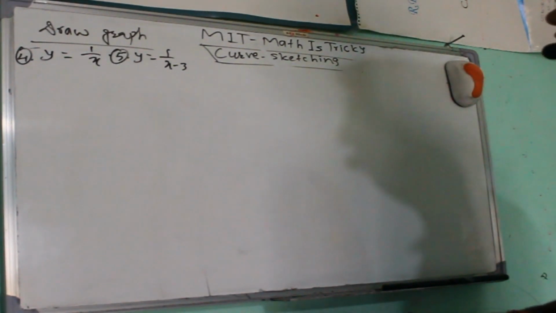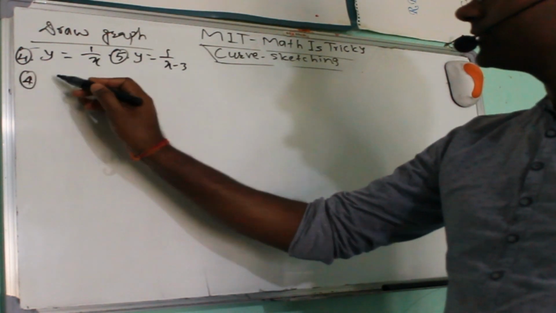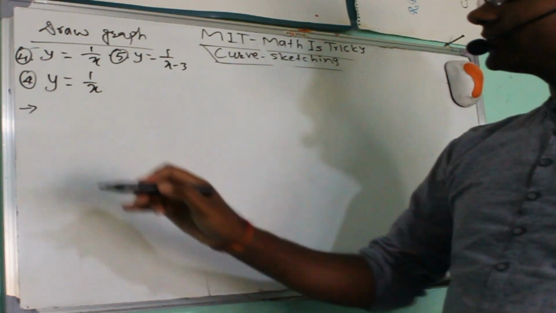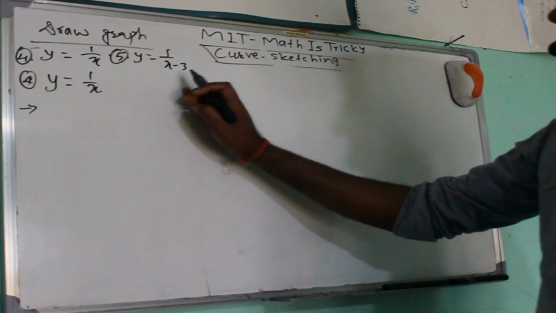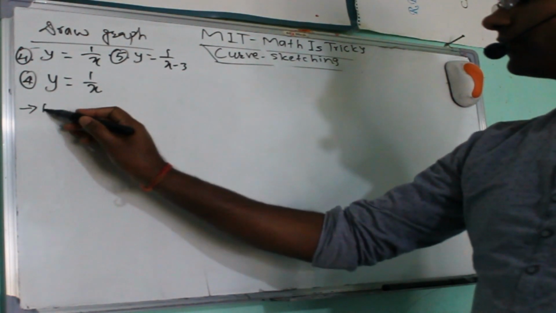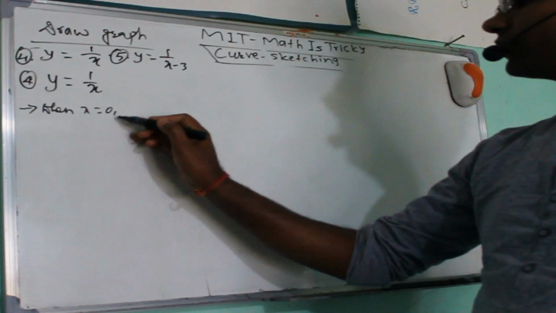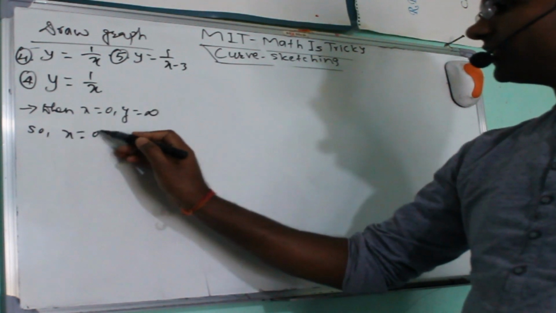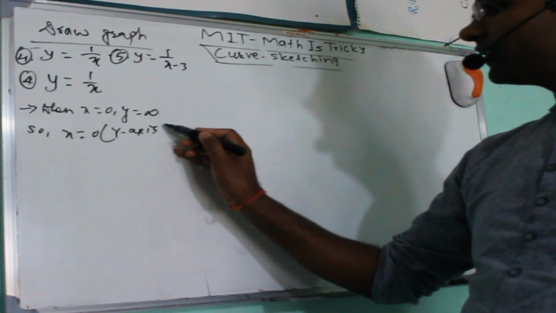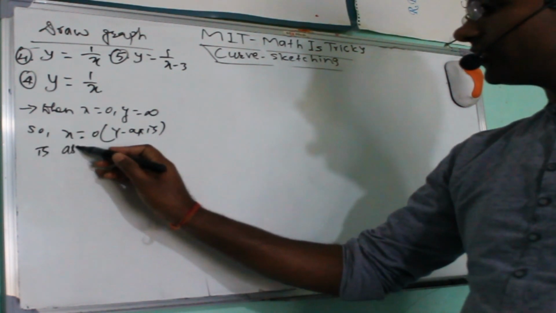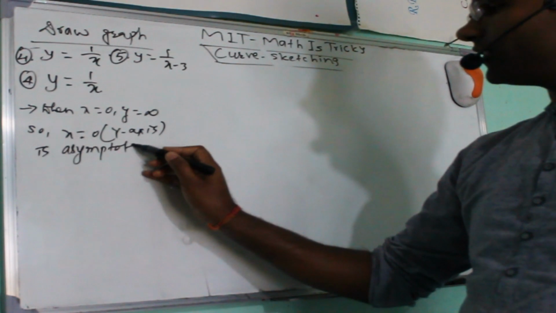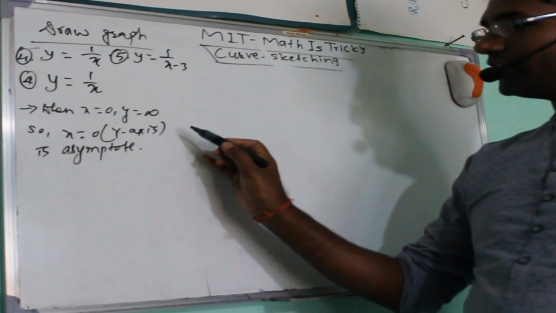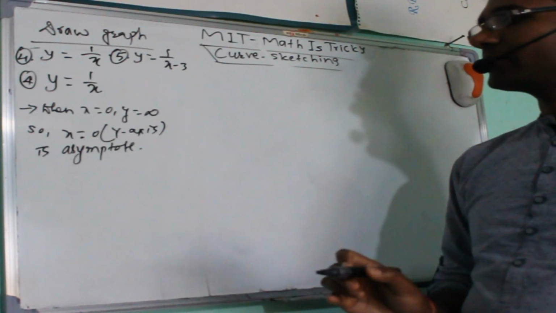Okay, so let's see question number 4. The first one here is y equals 1 by x. To draw this graph, what will happen? First, when x equals 0, y will be infinity. So x equals 0, that is the y-axis, is an asymptote. That means when y equals infinity, the graph will meet the y-axis at infinity.